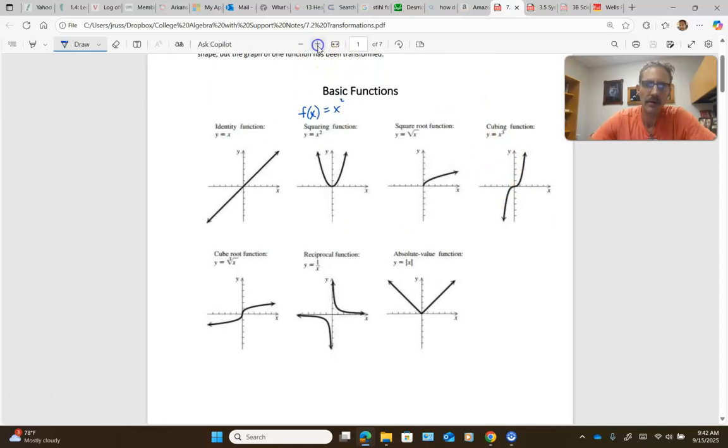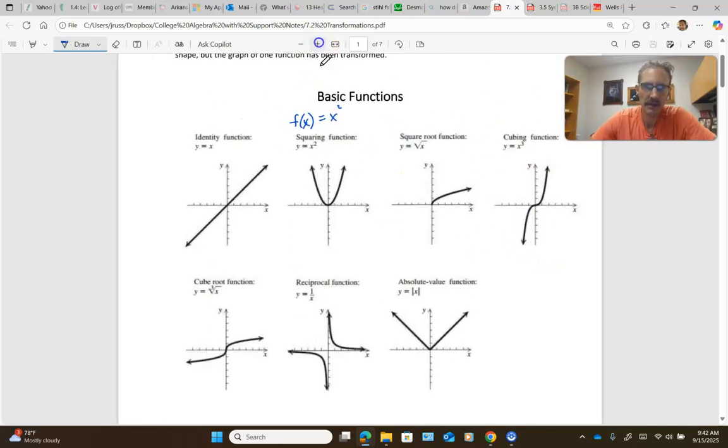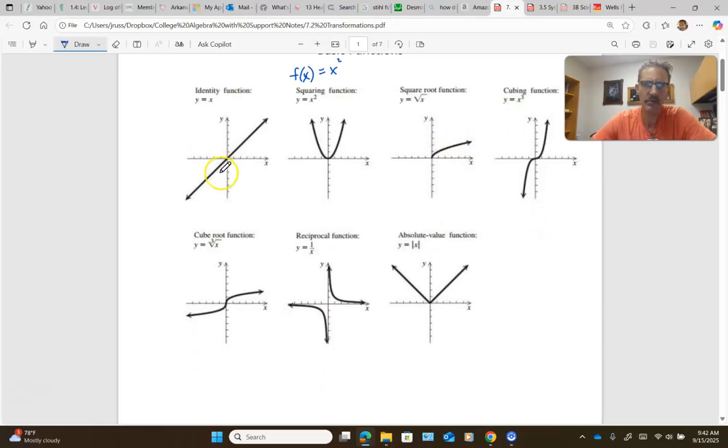Alright, so we're first going to look at this set of basic functions. A lot of these we've seen. Our basic linear function, guys, is just y equals x, or f of x equals x. Now, when we start transforming it, if we have something like y equals 2x plus 3, then it's still a line, but it's transformed. It's going to be twice as steep, because the slope here is 2. And the y-intercept would be 3, so it would be shifted up 3 units.